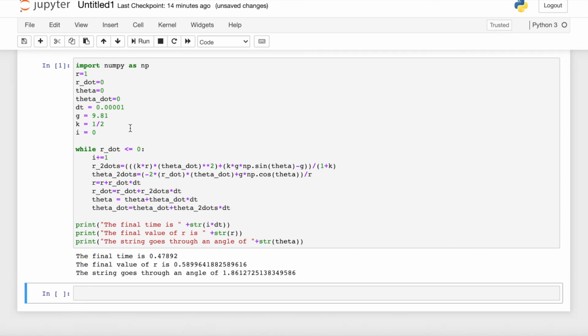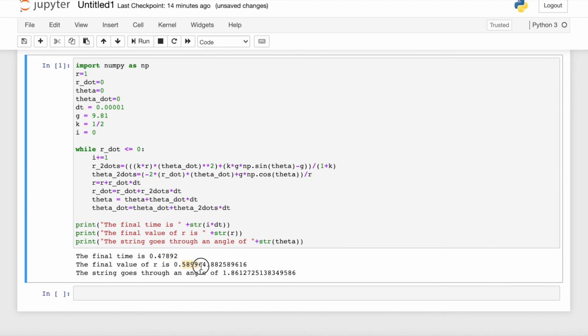Okay, so now we have some values for our critical time, the r when the big M starts to rise, and the angle the string has gone through when this happens. And now we can just play around. So let's say this is when the big M was twice the mass of the small m, what happens if it's 10 times? Let's run it again.